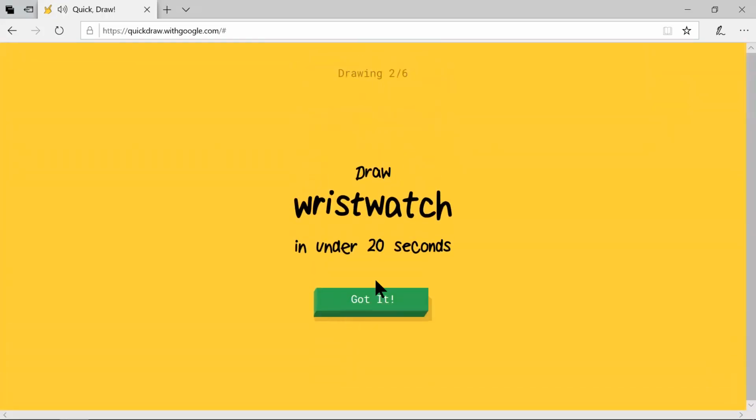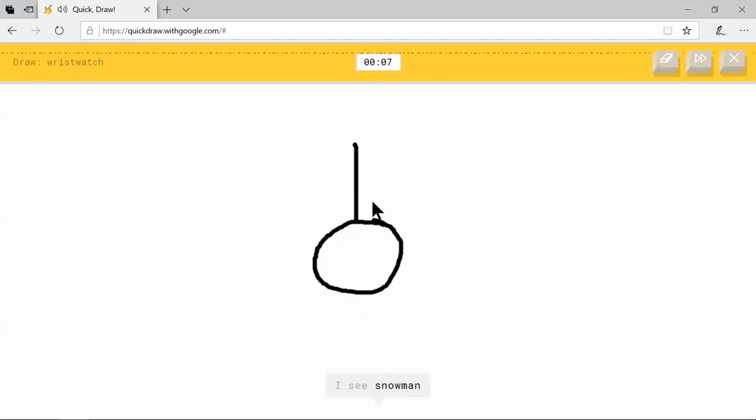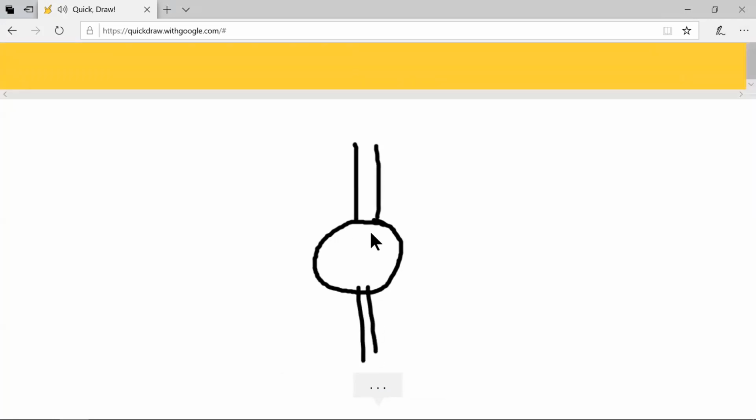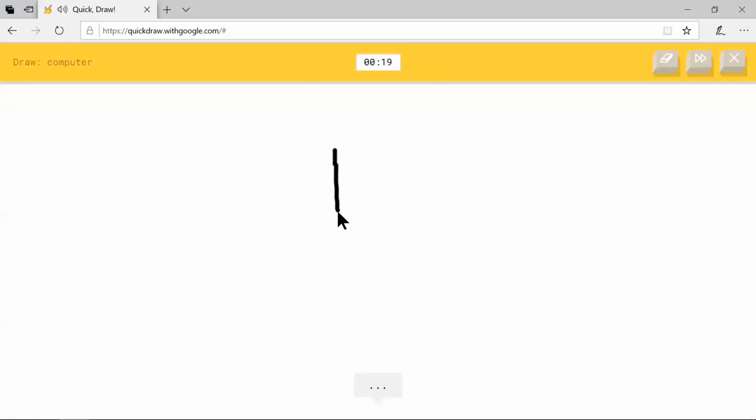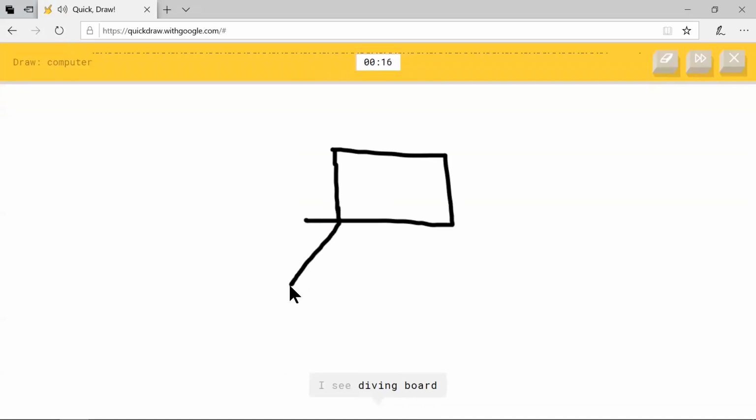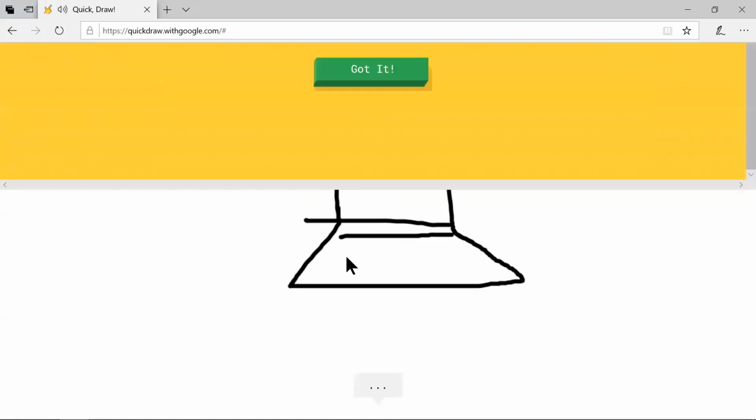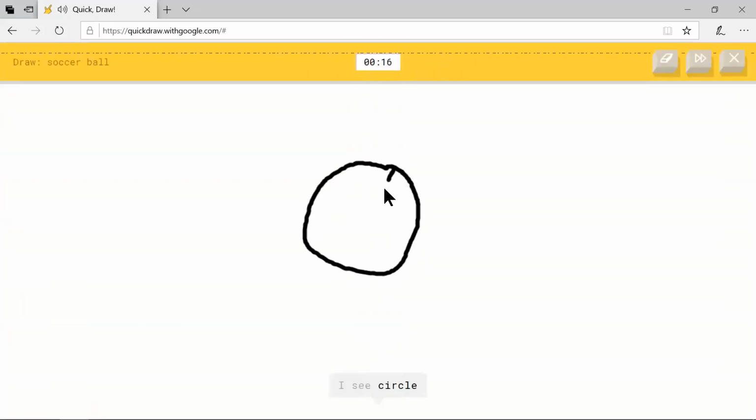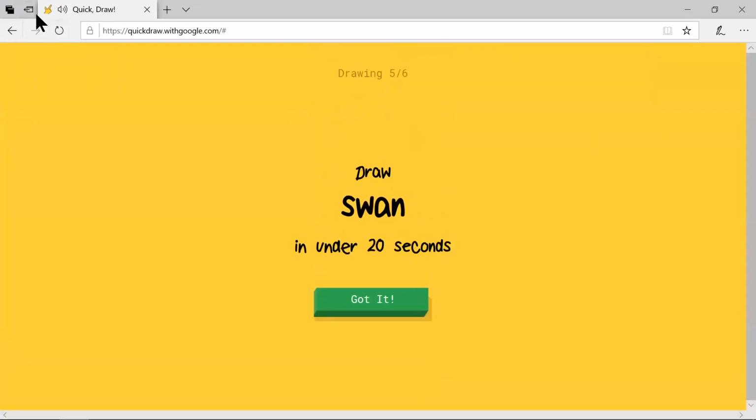Draw a wristwatch, okay? I'm trying to draw a wristwatch here, see? Oops. Okay, something like this. And then, oops, I couldn't draw it. Draw a computer, right? Okay, draw a soccer ball, which is a football, right? Yes, it has identified. So basically you get the point, right?